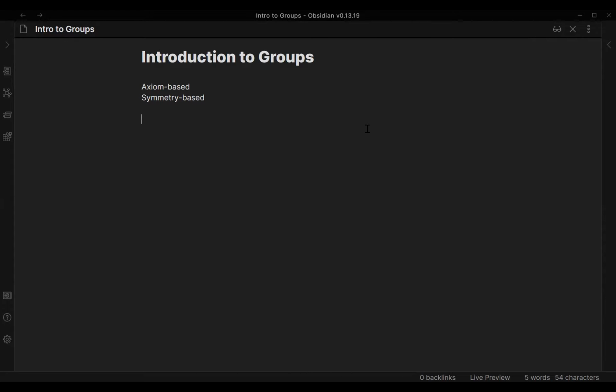So a group, let's write this out. A group G is a set equipped with a binary operation that we write multiplicatively, so denoted by multiplication, with the following axioms. Let's start with axiom 0. Our group is closed under its operation.